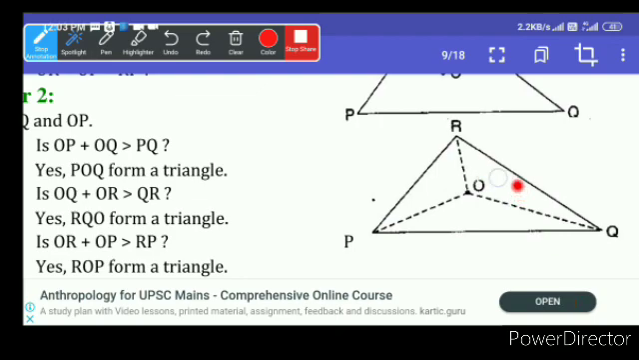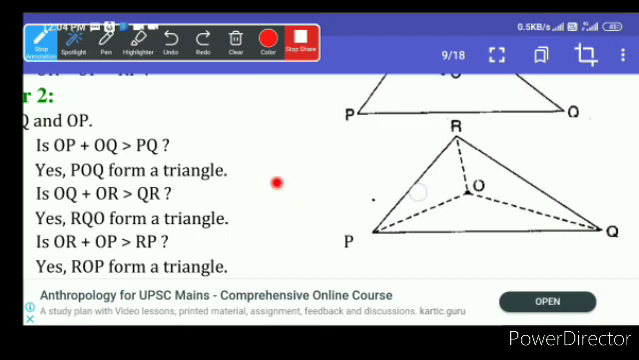Next, we'll take triangle RQO, in which RQ is the longest side. We should add the remaining two sides of this triangle, RO and OQ. If we add these two measures, that sum is greater than the longest side measure. Yes, here also that property is satisfied. That is, RO plus OQ is greater than QR. So RQO forms a triangle.